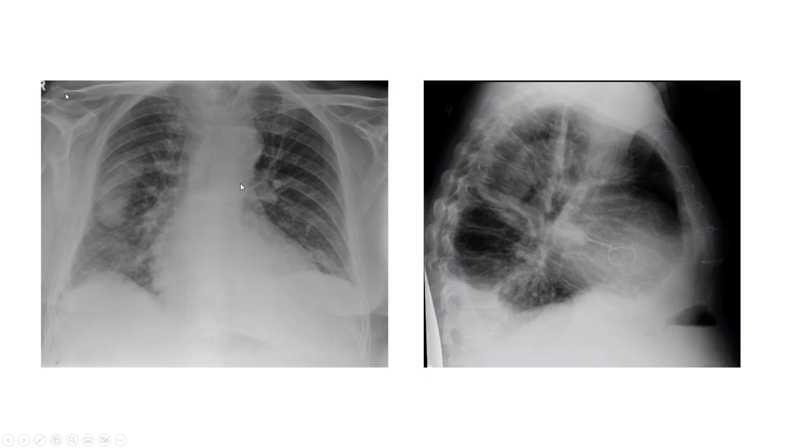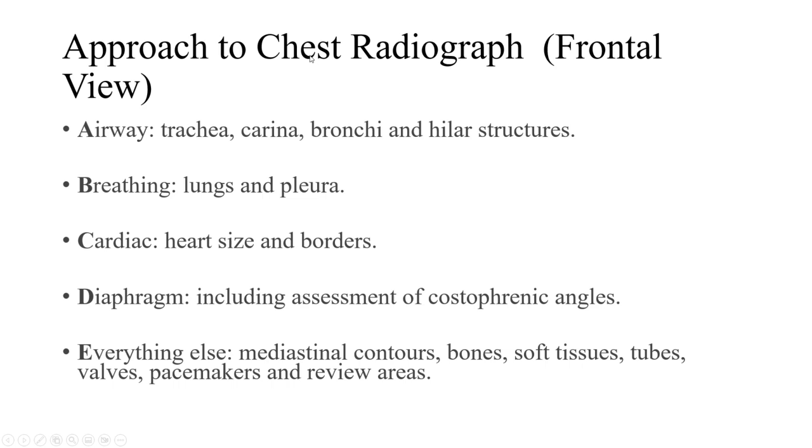Here are the chest radiographs, which I will review in a second. But before I do so, I'd like to go through a brief approach to chest radiograph. On the frontal view, you want to look at ABCDE, which involves looking at the airways, including assessment of the trachea, the carina, the bronchi, and hilar structures. For B, you want to look at the lungs and pleural space.